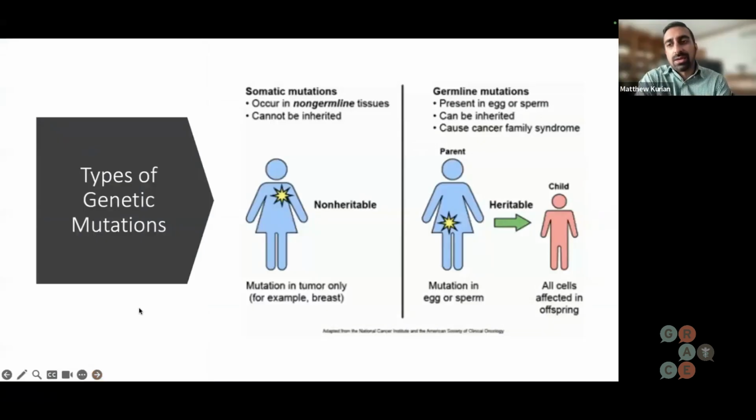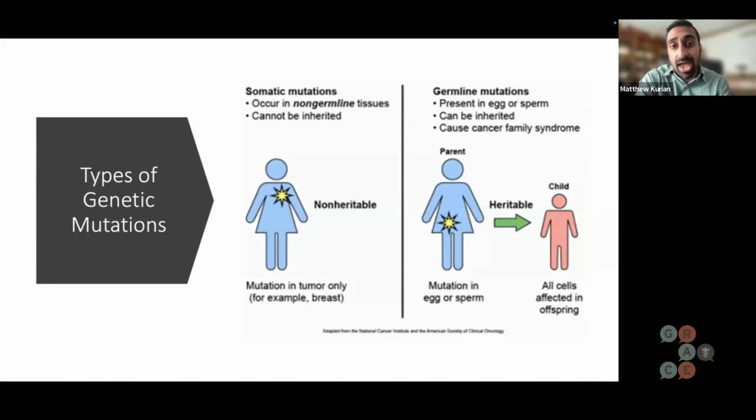And there are different types of genetic mutations that we talk about within cancer care. I think this is an important topic to discuss with our patients, because when we're talking to our patients about genetic mutations, the first thing that pops into a patient's mind is, is this something that can be passed down to my kids, to my grandkids? I think we need to make this distinction when we're talking about genetic mutations with patients. So, there are two types of genetic mutations that we talk about.